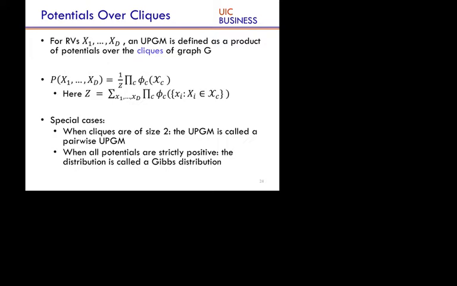So what exactly is the joint distribution that I care about? Let's say for D random variables, I'm going to define the graphical model as a product of the potentials over the cliques of a graph G. Okay. Do you remember what cliques were from last lecture's review? So cliques are just subgraphs of a graph where every node is connected to every other node in that subgraph.